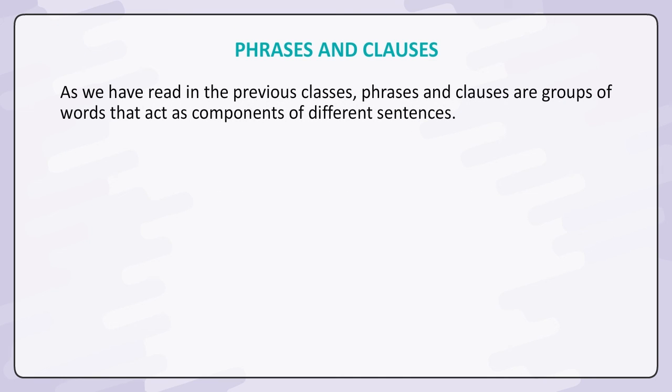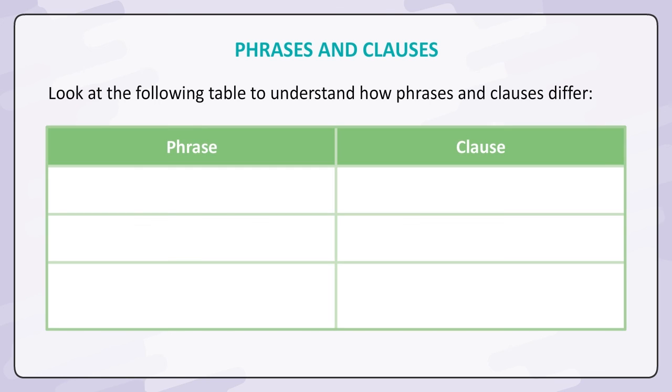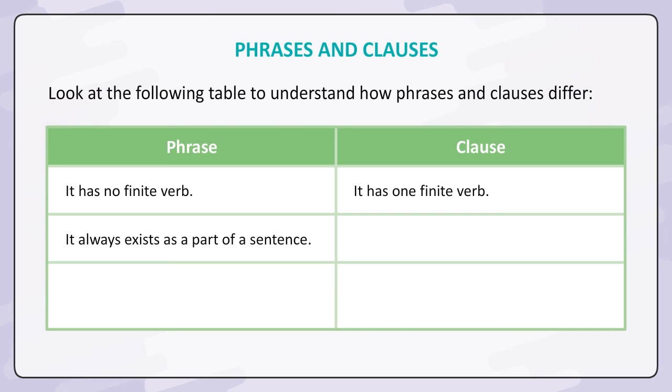Phrases and clauses. As we have read in the previous classes, phrases and clauses are groups of words that act as components of different sentences. Look at the following table to understand how phrases and clauses differ. Phrase, clause. It has no finite verb. It has one finite verb. It always exists as a part of a sentence. It may exist as a sentence or as a part of a sentence.